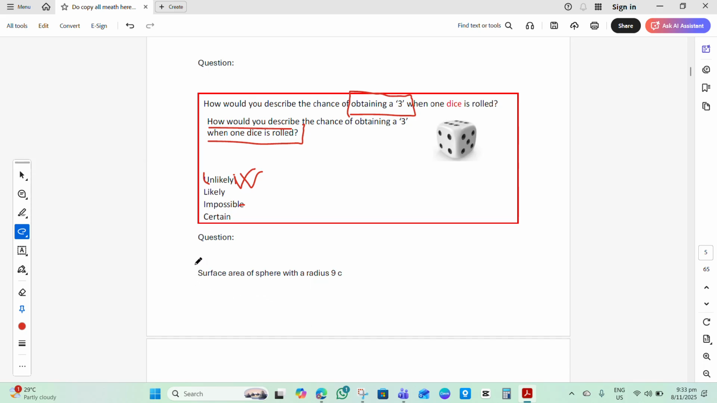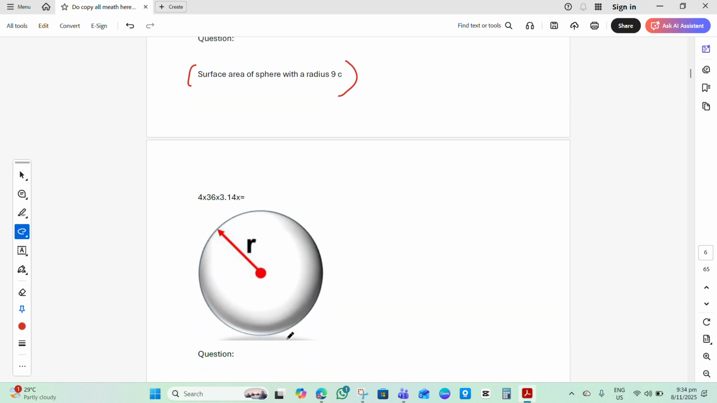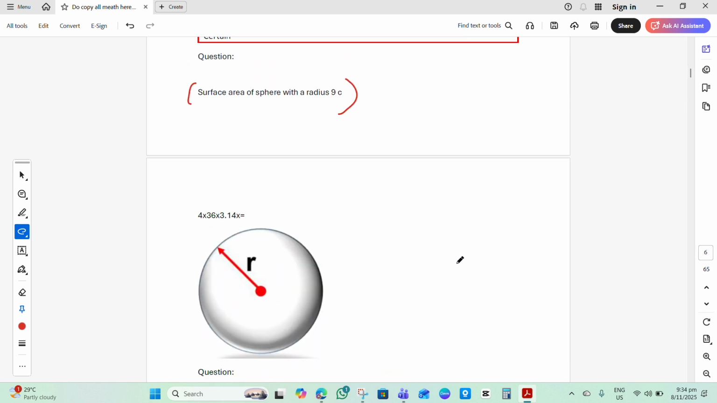Okay, this question is coming. Who understands this question? Surface area of a sphere with radius 9. How do you explain this? Anybody have an idea? We need to follow the formula. Surface area of a sphere is 4 pi r square, right?